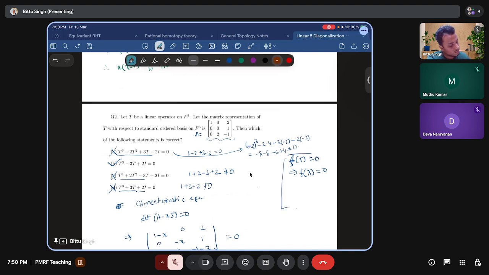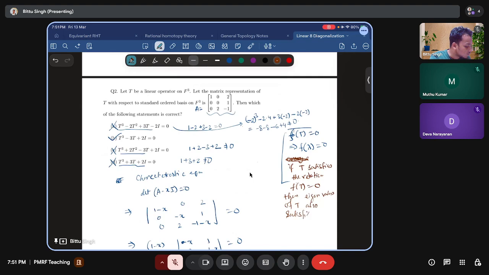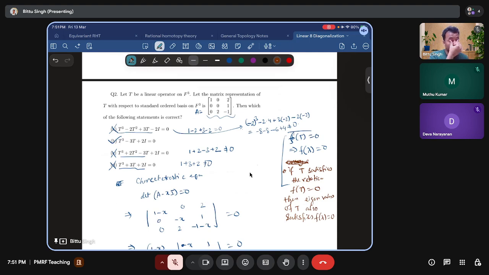We are using this pair. Every T, if T satisfies the relation f(T) equal to 0, then eigenvalues of T also satisfy f(lambda) equal to 0. Okay, we are using this pair to discard all the other options.